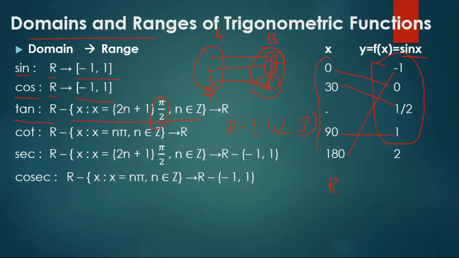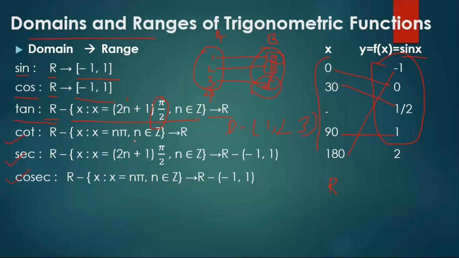If you take the value 1, 2 times 1 plus 1, that is 3 pi by 2. Again, tan 3 pi by 2 is infinity. So that is excluded. Excluding that, what is the range? What is the range for tan? All real numbers. So likewise, it is followed for cot, sec, and cosec also.